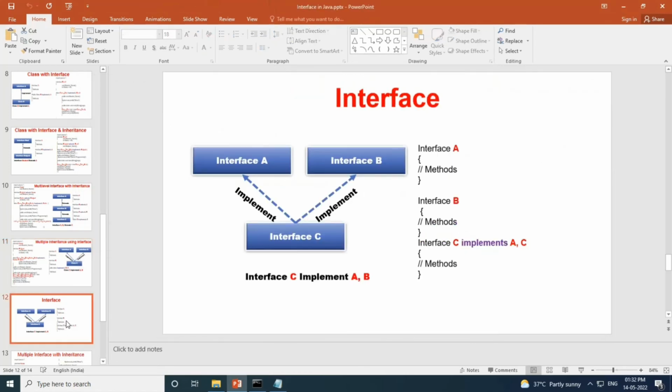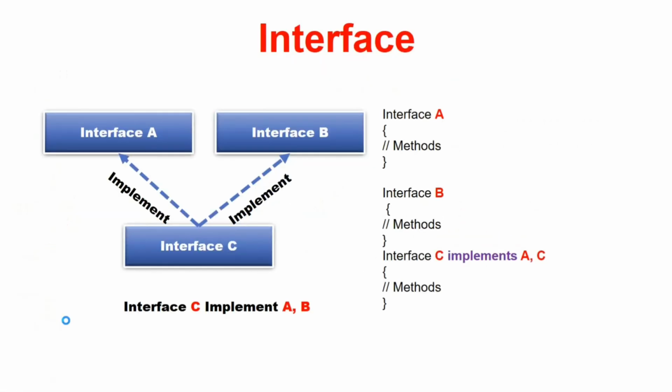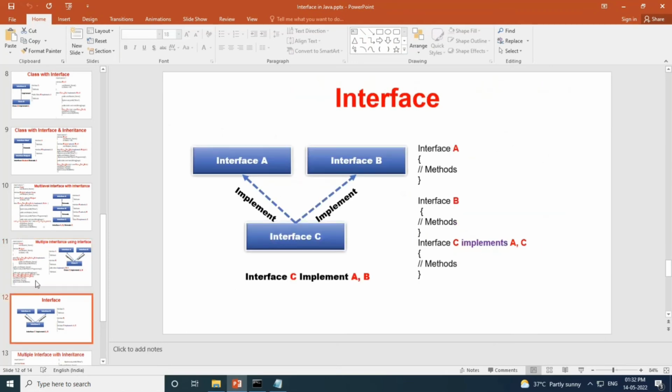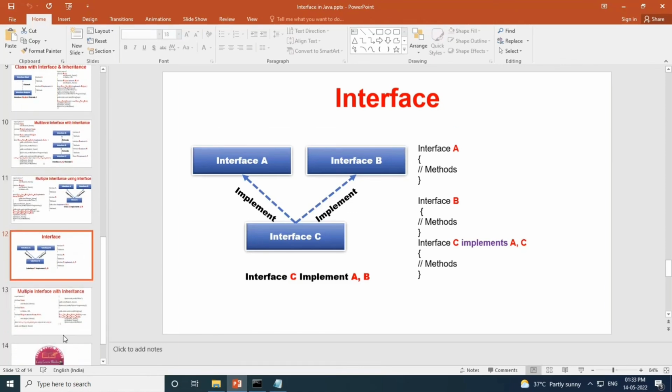The same program we are going to implement in another way. Let's see. This is another way. In the previous one, interface A and B are interfaces, C is the class. But here A and B, C also are interfaces. So this is the difference between the previous one and this one. Here we have three interfaces. In the previous one we have only two interfaces and one class. So here we have three different interfaces.